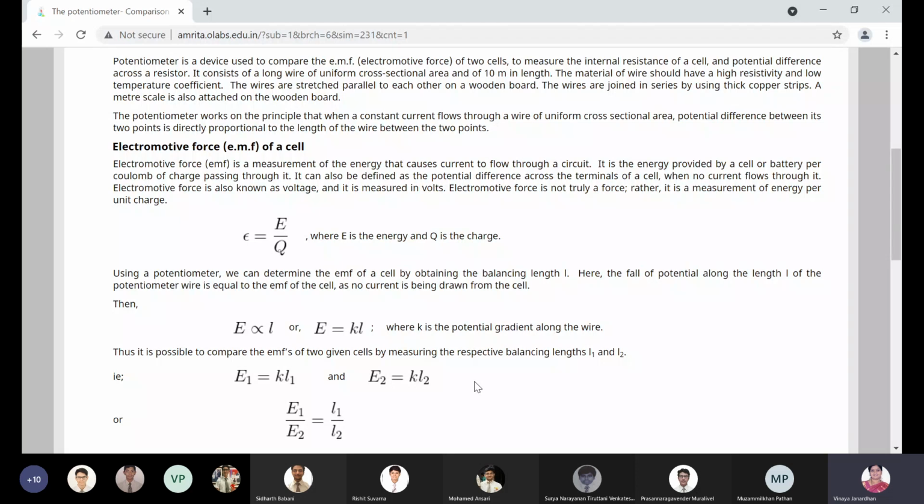You will, for one cell at a time, find the balancing length. Then you go for the second cell and find the second balancing length. So E1 by E2 is equal to L1 by L2. A little bit, we'll finish fast.